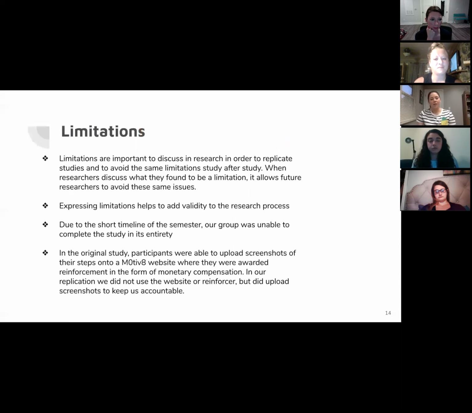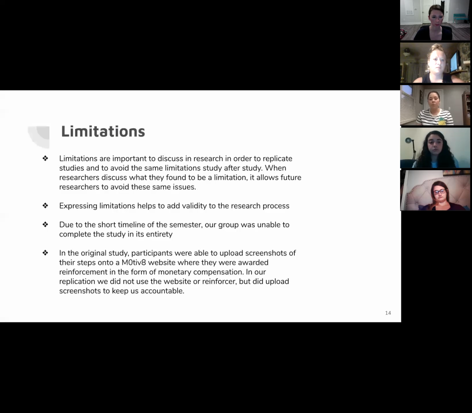Limitations to our study included just a couple things. We were short on time this semester, so due to the short timeline of our semester, our group was unable to complete the study in its entirety. The original study also allowed the participants to upload screenshots of their steps onto a Motivate website where they were awarded reinforcement in the form of monetary compensation. In our replication, we did not use the website or a reinforcer, but we did upload screenshots to keep us accountable.